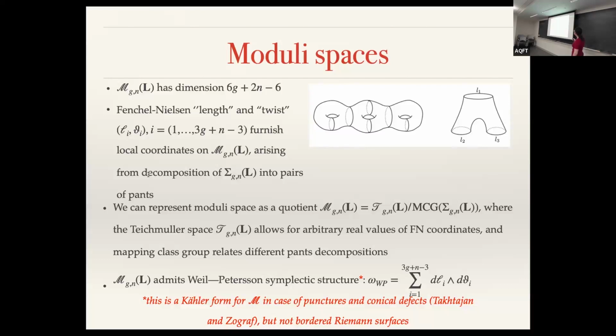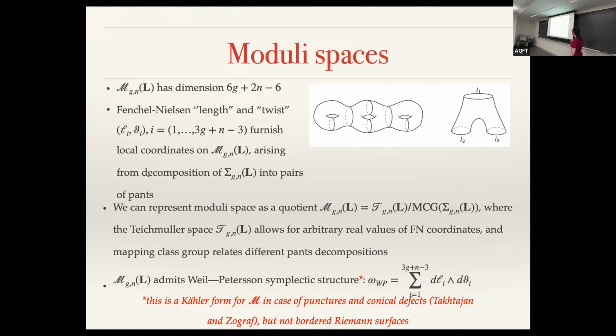And when you decompose the Riemann surface into these pairs of pants, you end up with 3 lengths. And you can glue these pairs of pants back together along these circles. The way you glue depends not only on the lengths of these circles which you cut, but also on something called the twist coordinates, which depend on how you rotate the circles when you glue together. So for each cut in this decomposition into pairs of pants, there exists a length coordinate and a twist coordinate. These furnish local coordinates on the moduli space, and are known as Fenchel-Nielsen coordinates.